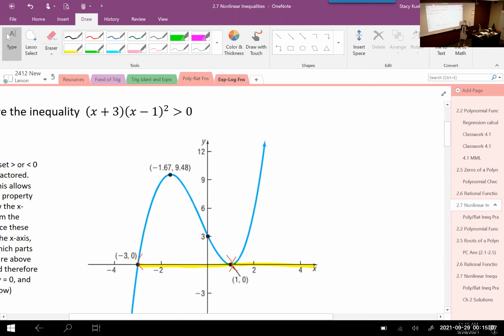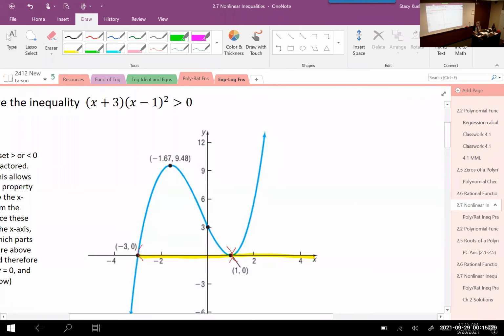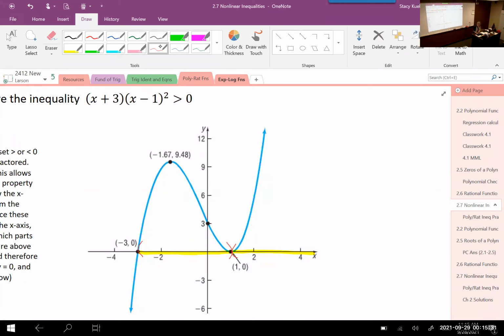Now, why was I so specific about not technically including 1 or -3 in the solution set? It touches the x-axis, it's not above it. Because of that symbol right there, yes? That says that I'm greater than 0, but not greater than or equal to 0. So I can't include those values in my solution set. Now, when we're writing the solution set, we write it in interval notation. So the solution here would be (-3, 1) union (1, infinity). And that's what we're looking at when we solve polynomial or rational inequalities.